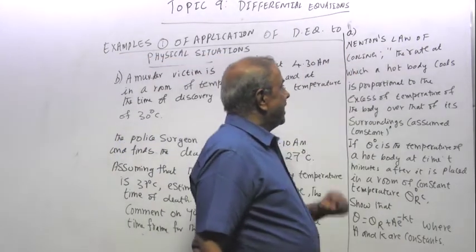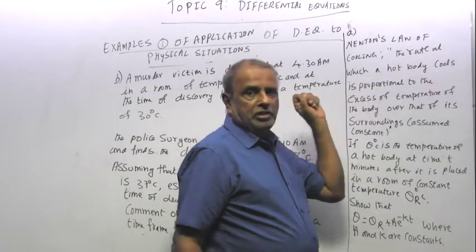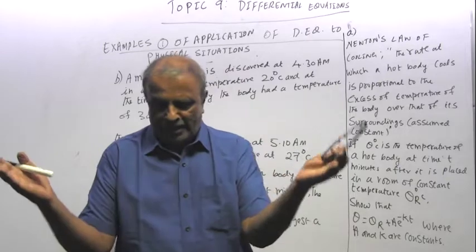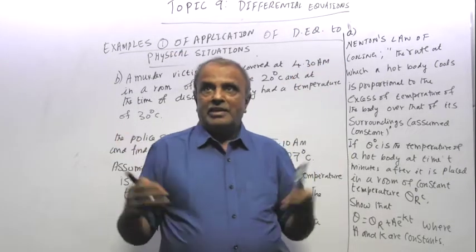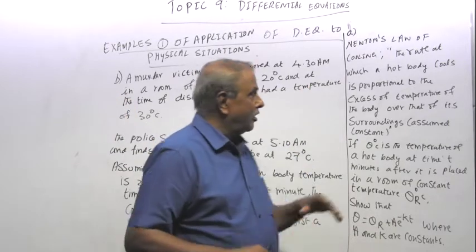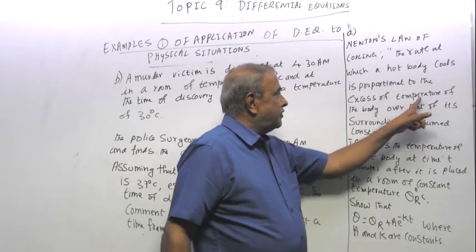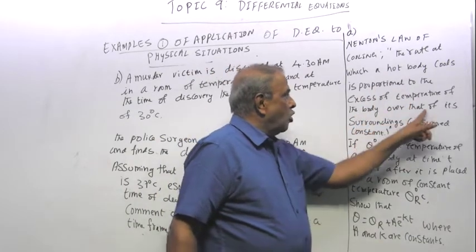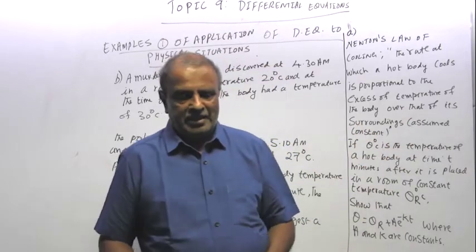Newton's law of cooling states the rate at which a hot body cools. See, if you keep a hot body in a room, it starts cooling. Initially, it cools very fast, but as time goes by, it slows down. Why? Because it's proportional to the excess of temperature of the body over that of its surroundings, assumed constant.